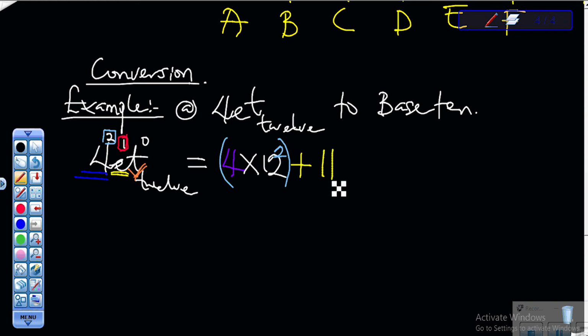So 11 times the base, which is 12 again, all raised to power what? All raised to power 1.